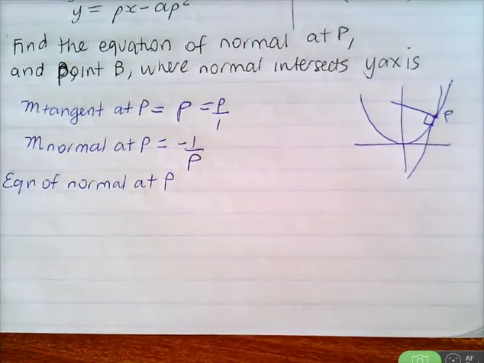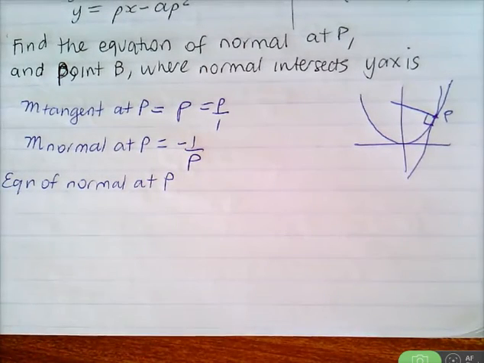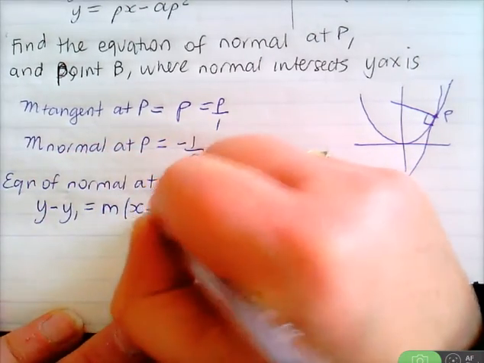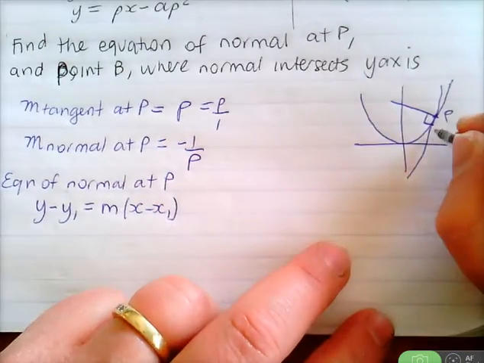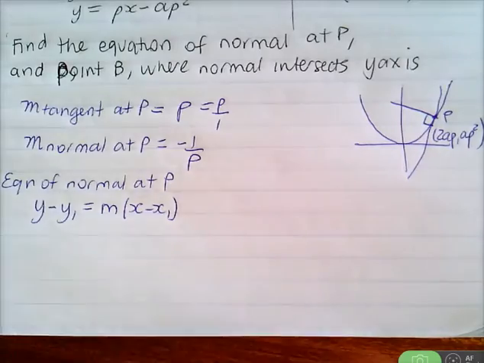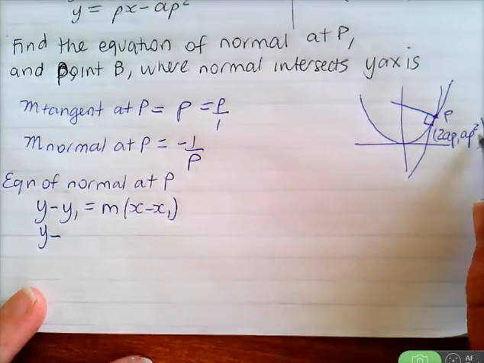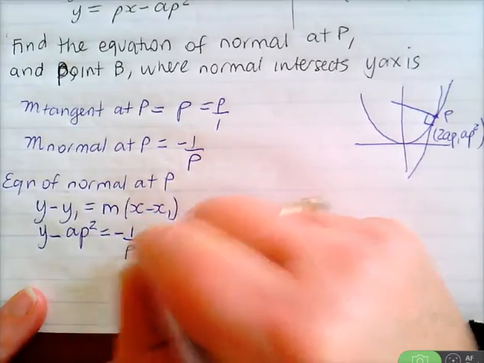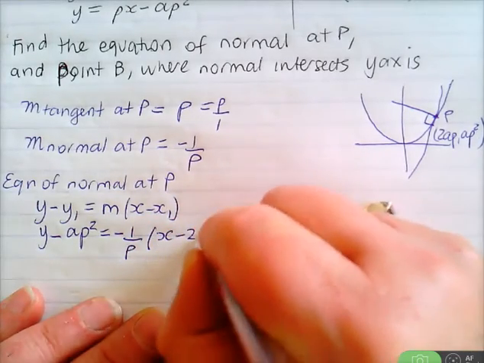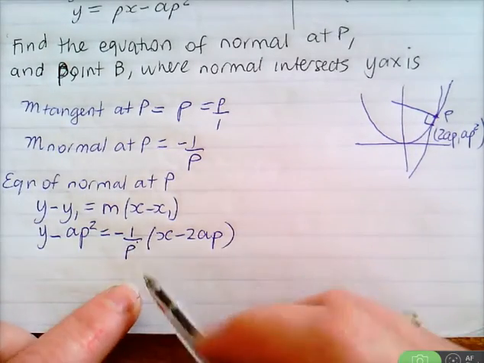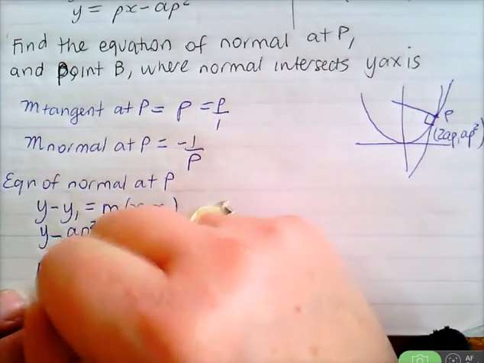As I was saying, 100% of the time, point gradient formula with this topic to find the equation of a line. Y minus y1 equals m(x minus x1). P happens to be (2AP, AP squared). All right, let's go. Y minus AP squared equals negative 1 over P, (x minus 2AP). Let's get this P out of here. So times the P on the other side.